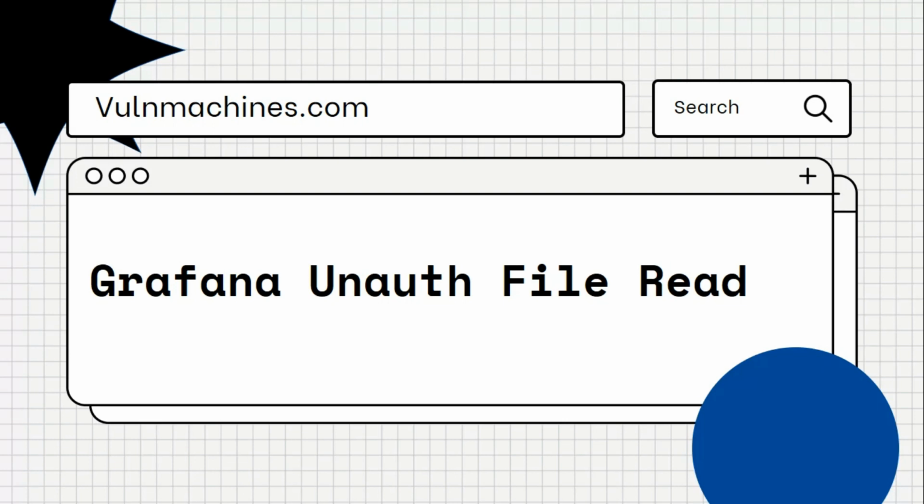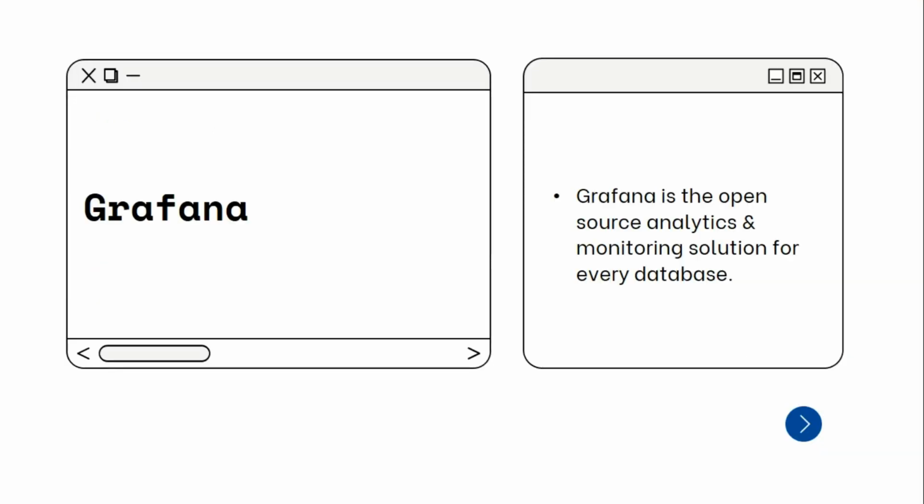Before we dive into the vulnerability, let's understand what Grafana is. Grafana is a cross-platform open source data visualization web application platform. After the user configures the connected data sources, Grafana can display data charts and warnings in the web browser. Basically, Grafana is an open source analytics and monitoring solution for every database.